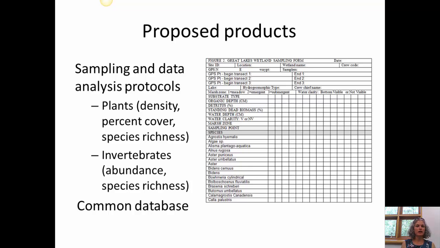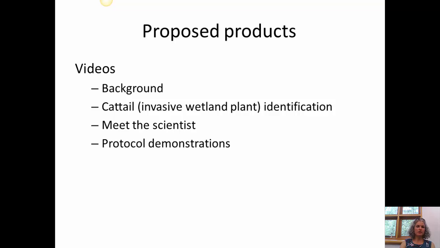We'd also like to generate a common database, either through the University of Michigan Biological Station website or some other web-based database where you can upload the data that you collect using a stripped down version of this form, so that you could analyze your own data or compare it to data that others have collected in other Great Lakes coastal wetlands. So those are the kinds of tools we aim to produce.